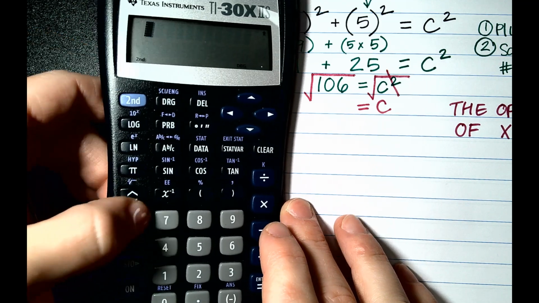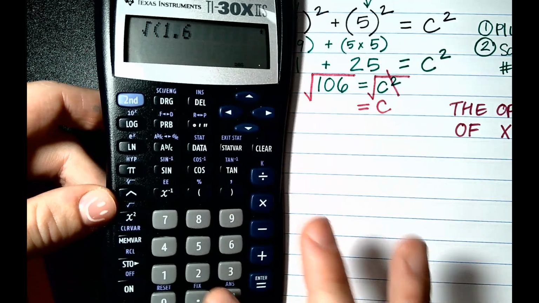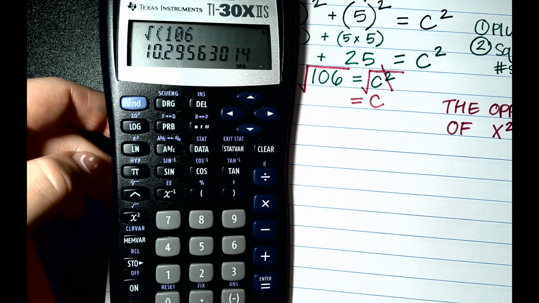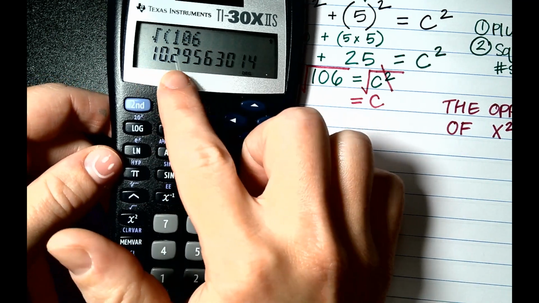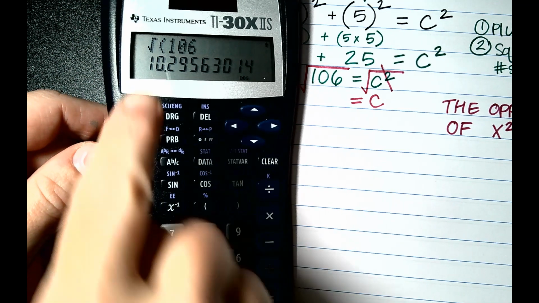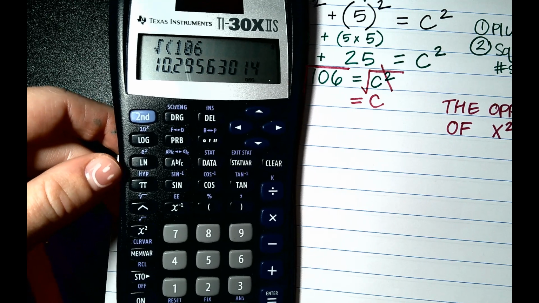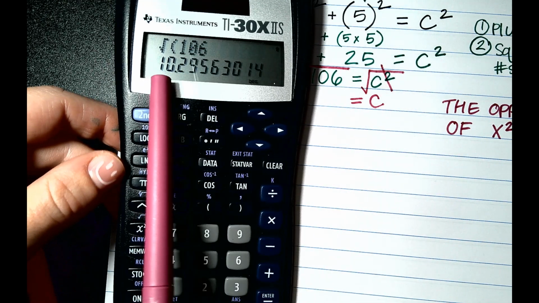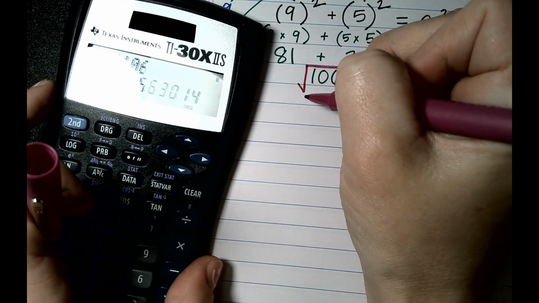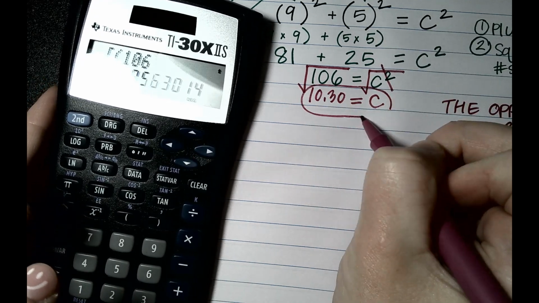I'm not going to be real picky about your decimals. You can say 10.2, 10.3, 10.29, 10.30. As long as it is in the ballpark, similar to the correct answer, I will take it. So I'm just going to write 10.30, and that is our answer for C.